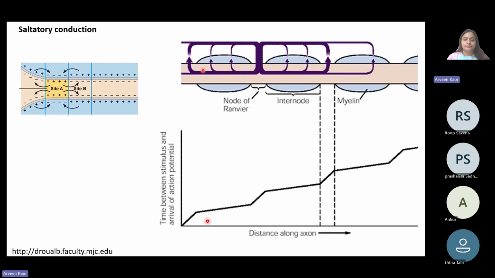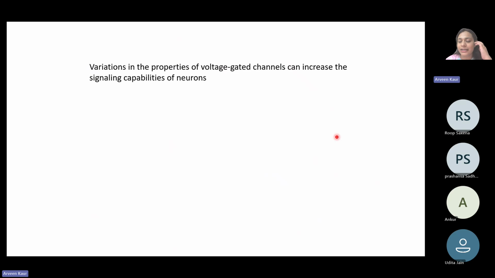And you can see that in this graph, which plots the distance along an axon in relation to the time between stimulus and arrival of action potential, the place where the node of Ranvier is present is actually where it is taking a jump. Then it is just getting conducted. Then at the other node of Ranvier, again, it takes a jump. Then again, it will just be continued, and so on, right?